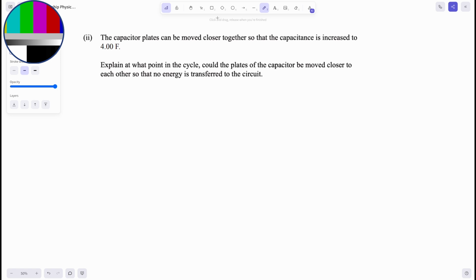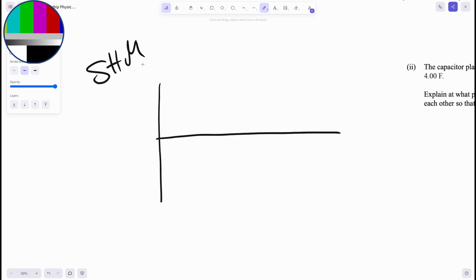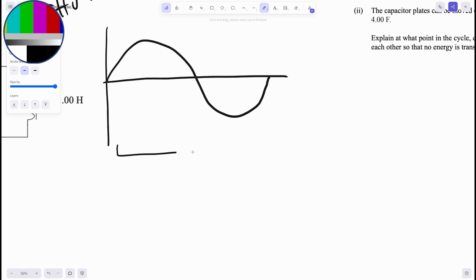Okay, so if we imagine each cycle of the simple harmonic motion of the circuit as a sine wave, right? Let's draw that better. There we go, that should be good enough. This distance right here, that's 1 period, right?